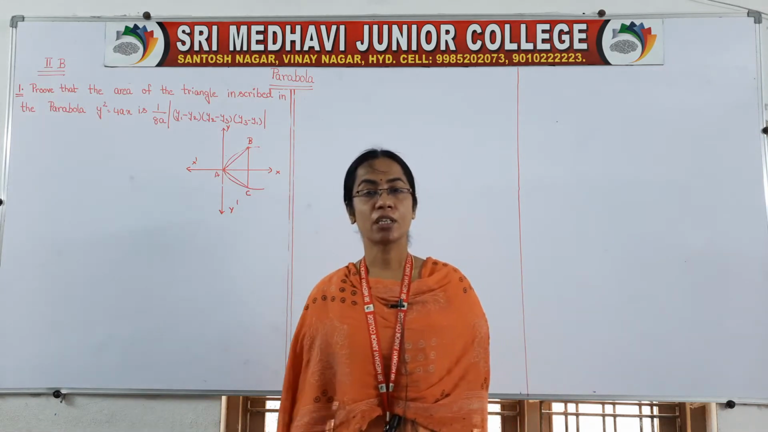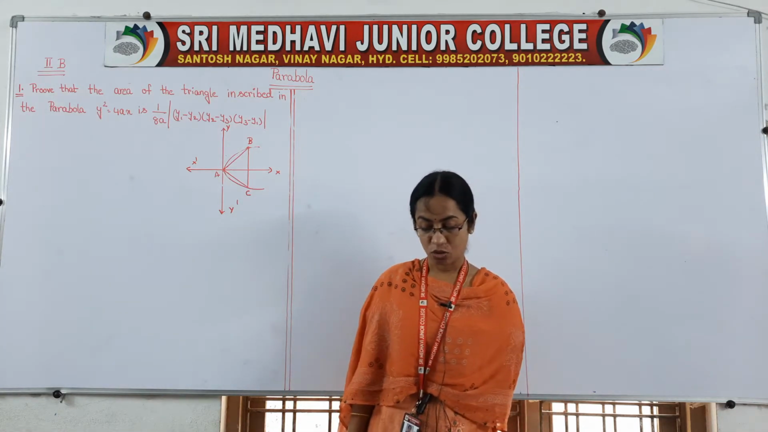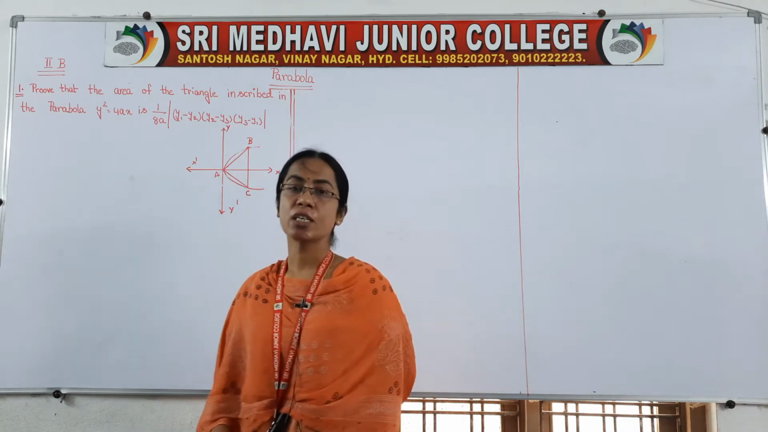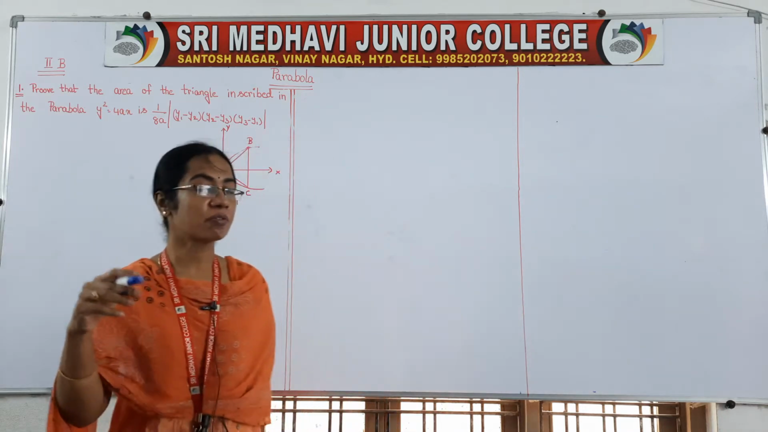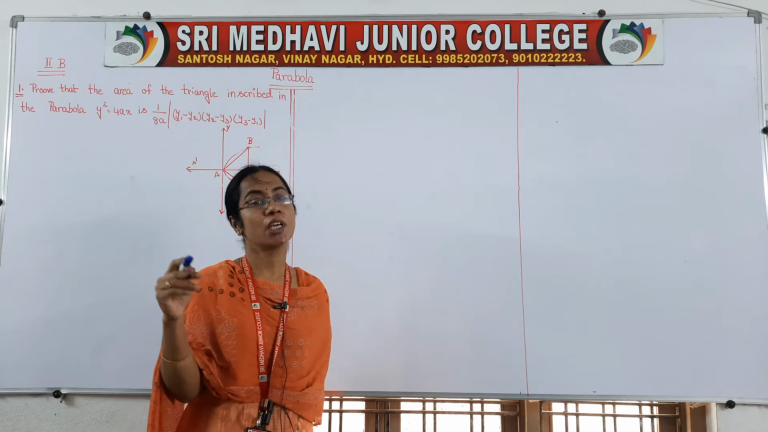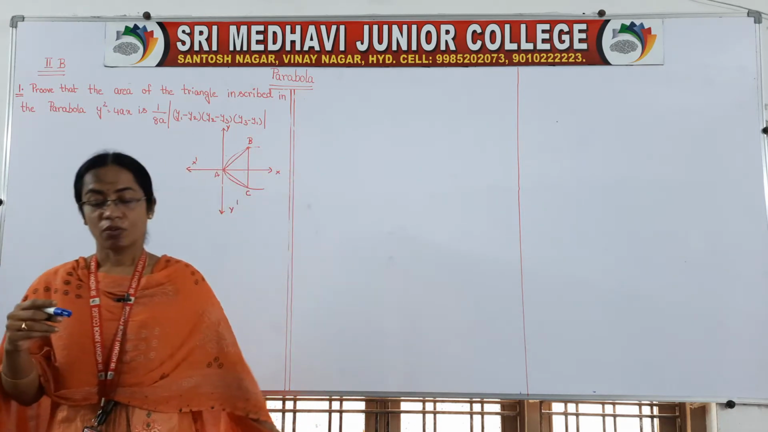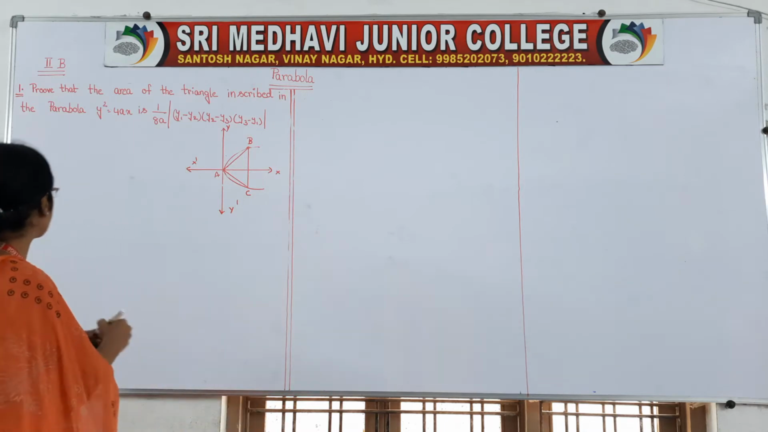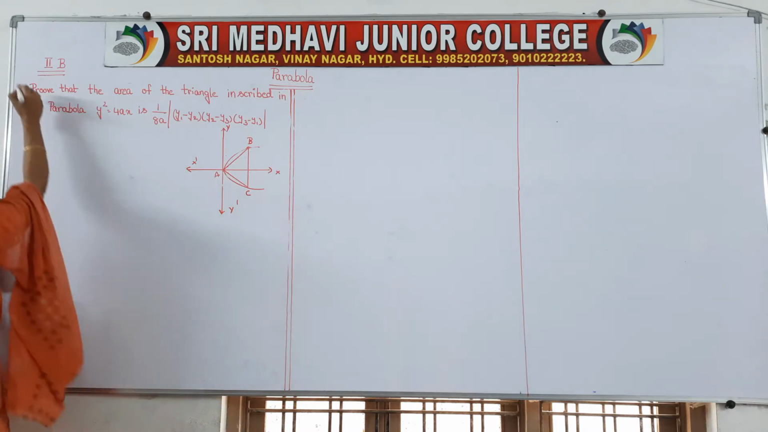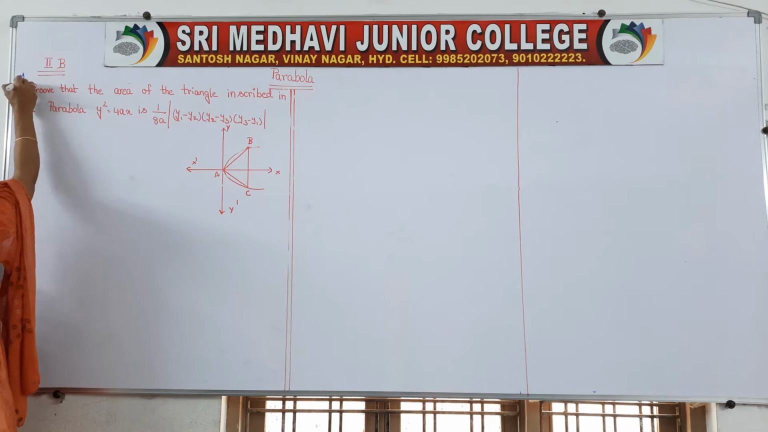So we are dealing with the parabola, right? So 7 marks questions we are dealing. In the previous question we found the angle between the two parabola equations, right? Now we will go to one more 7 marks question. This is important for 7 marks question.